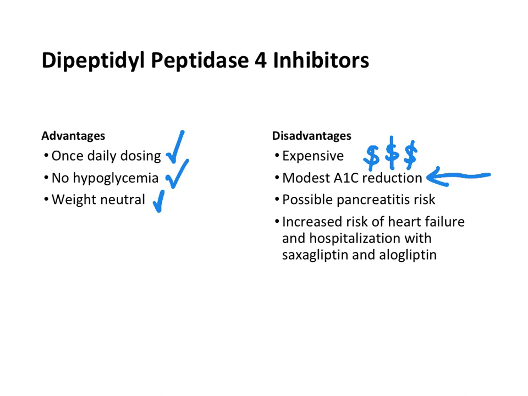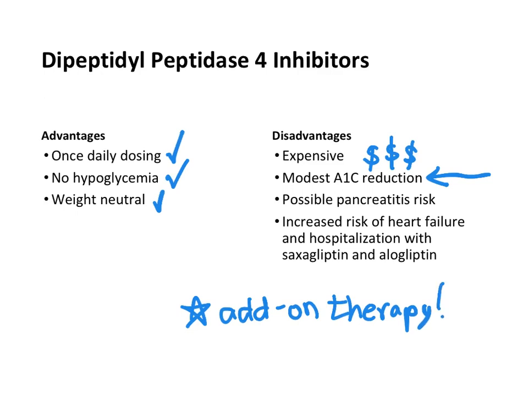The reason I think they do have a place in therapy is as add-on therapy. I would not call these DPP4s first-line therapy at all. They're really something that you add on to get added benefit of A1C reduction to something that is already benefiting the patient, just not to the point where they're at goal.